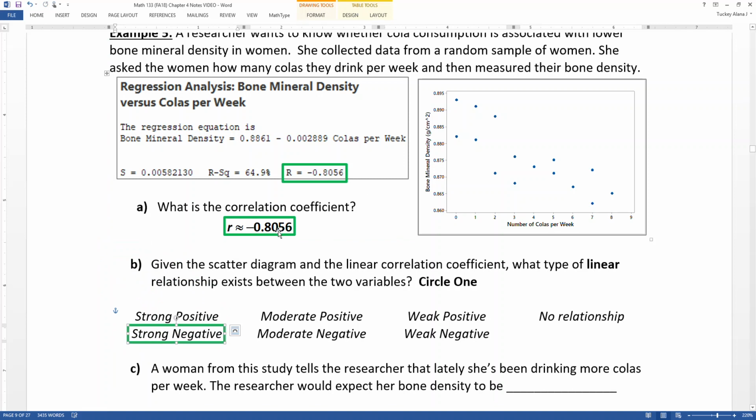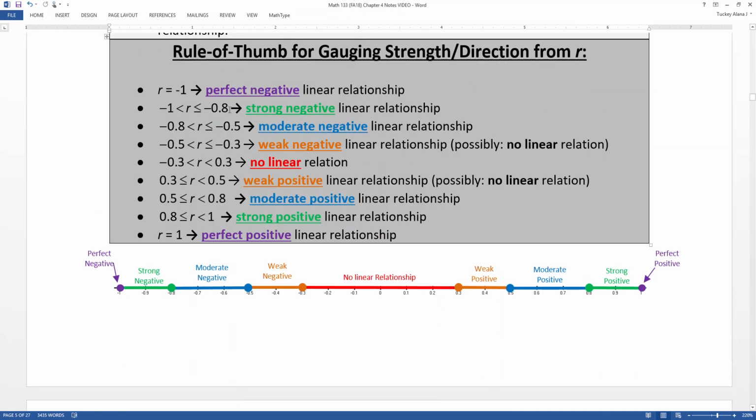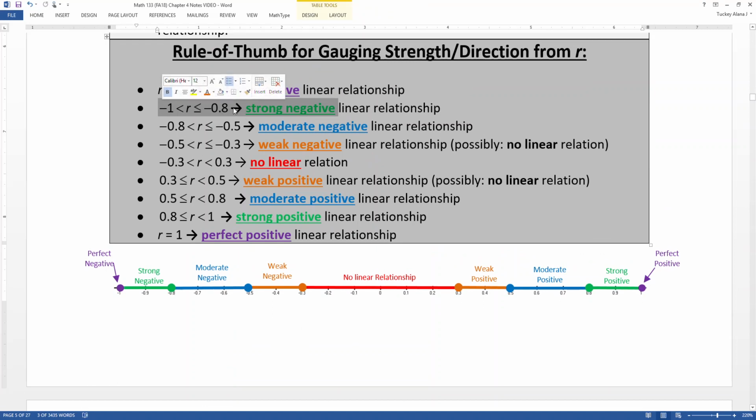Let me scroll back and show you. So negative 0.8056. Let me go show you the graph. Here we are back several pages. So negative 0.8056 is right here. It's just a little bit bigger in magnitude than negative 0.8. So you're over here just a little bit to the left of the negative 0.8 dot. So that would be a strong negative relationship.